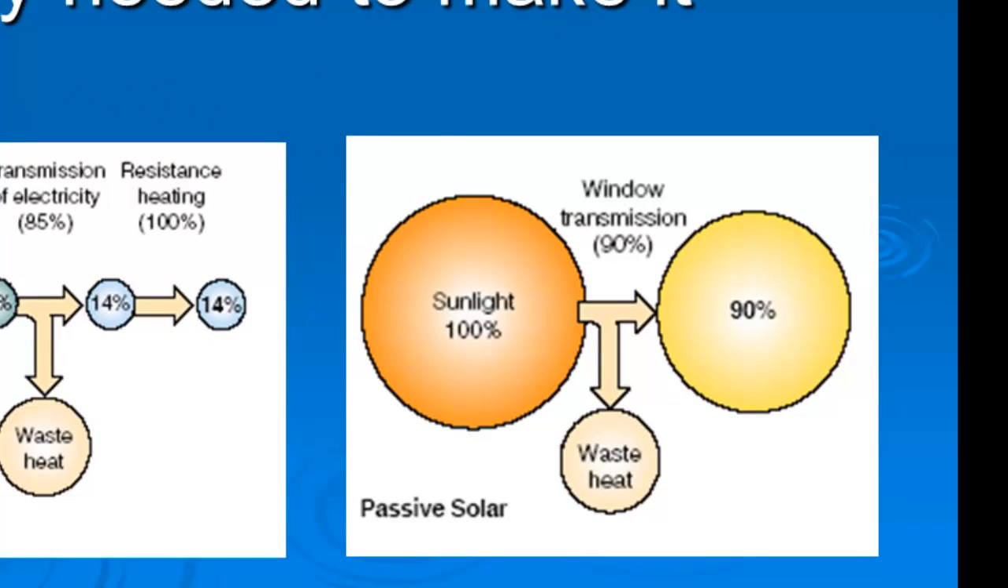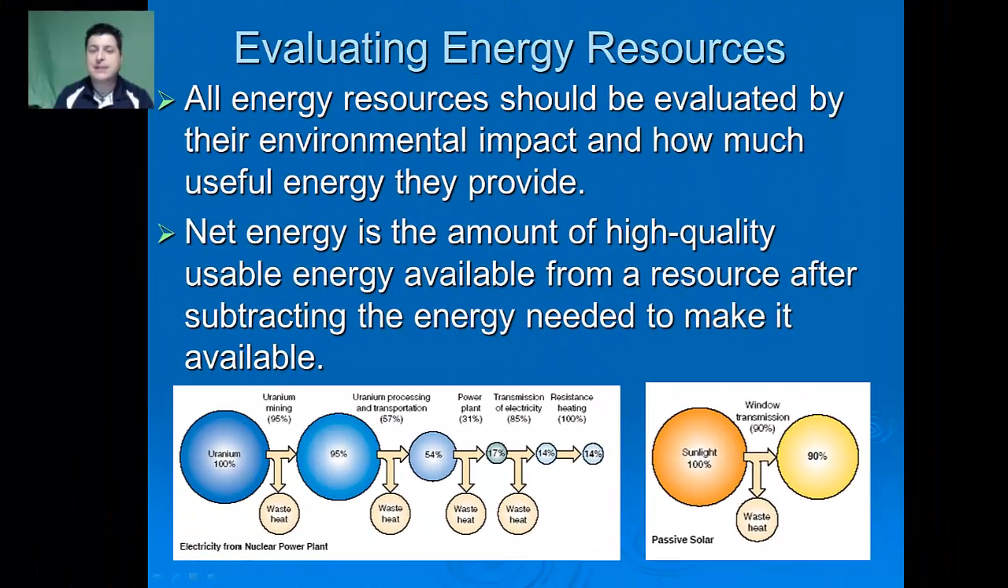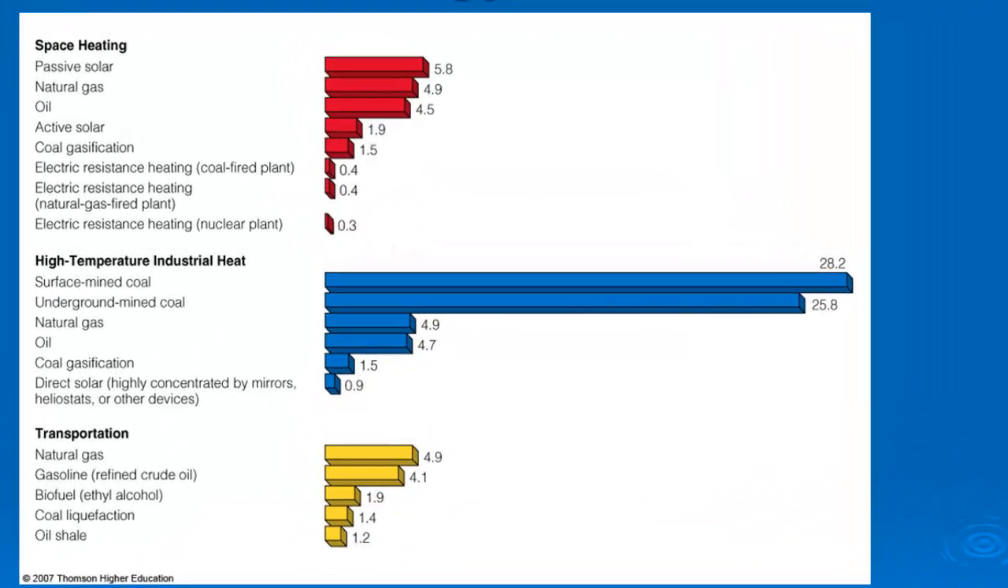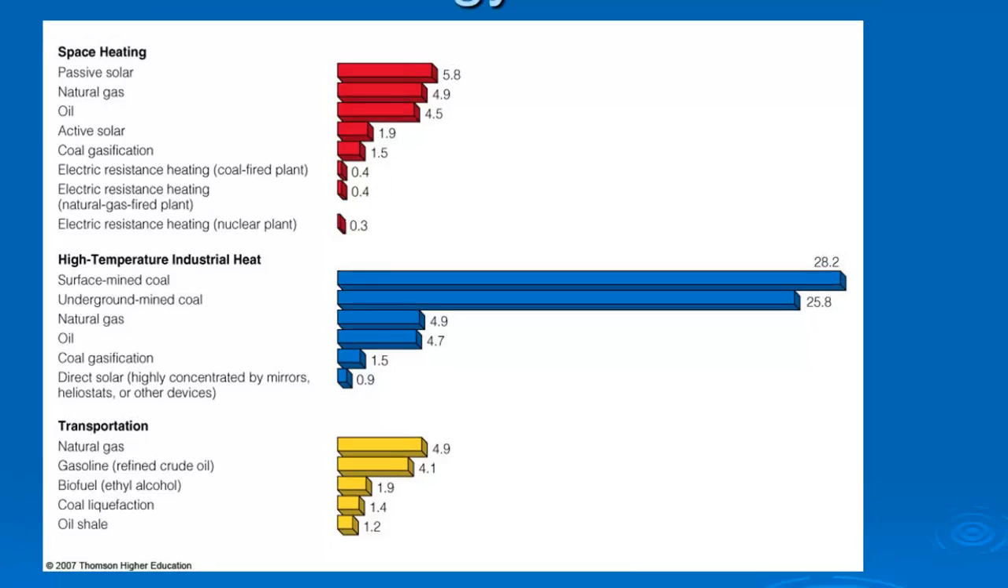Whereas if we were heating that same home using passive solar windows, our sunlight, after transmission, we would have 90% of the energy available for that process. And so passive solar is much more energy efficient than electricity from a nuclear power plant. Here's just one example, in terms of heating, of our net energy ratios. The higher the net energy ratio, the greater the energy available. So for heating, things like passive solar, natural gas, and coal are pretty reasonable energy sources in terms of efficiency for heating.